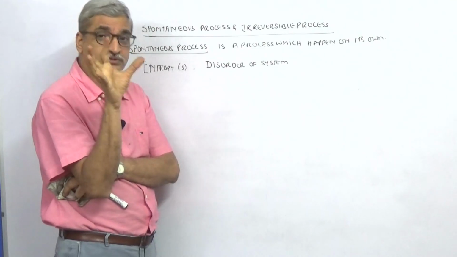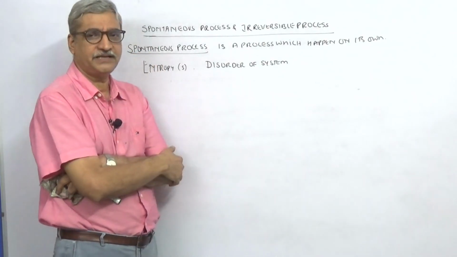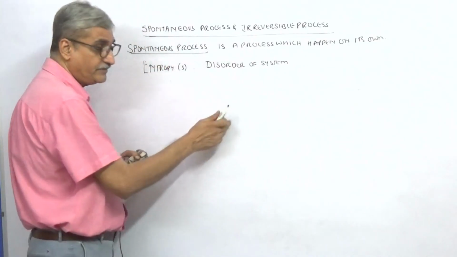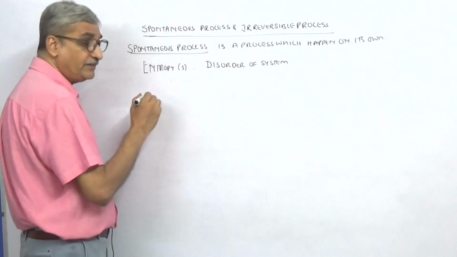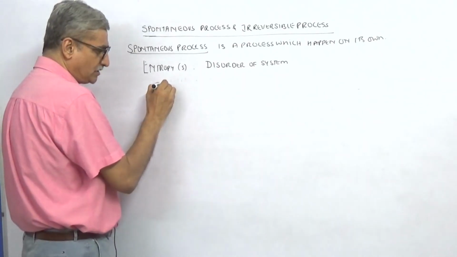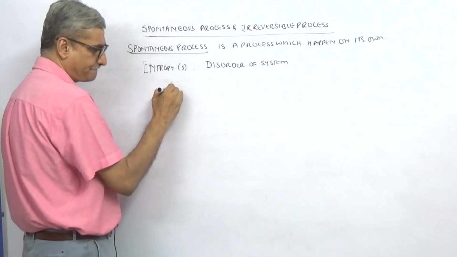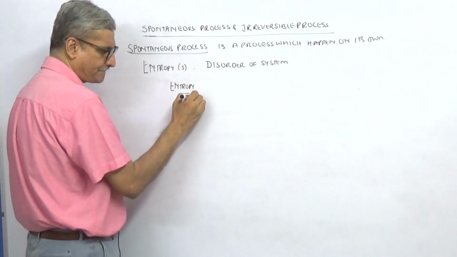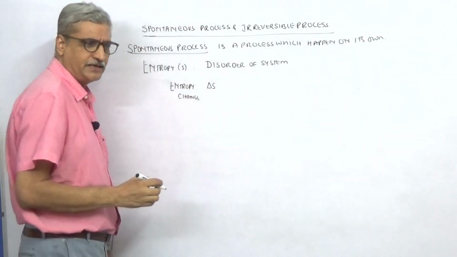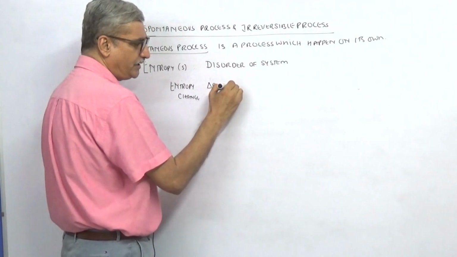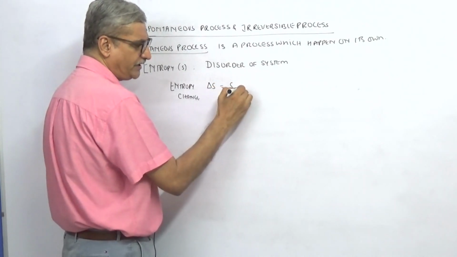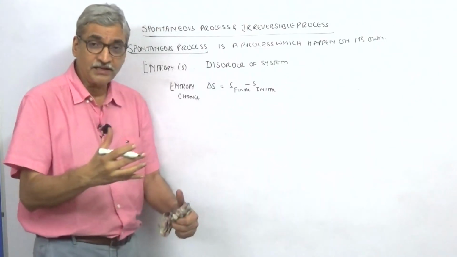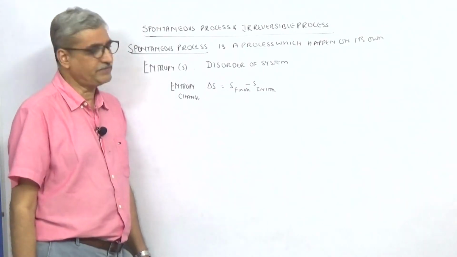So the total disorder, they said, is entropy, which is a macroscopic property. So they said the disorder of a system. They proposed that we can measure the entropy change. Entropy change is delta S, and delta S is nothing but the entropy S of final minus S of initial. So the increase in disorder can be measured.